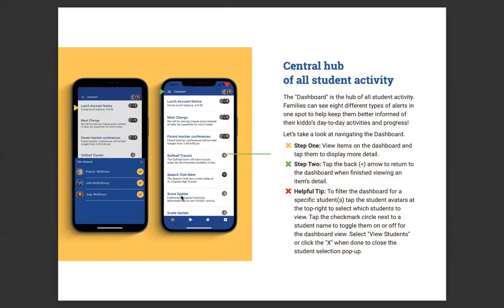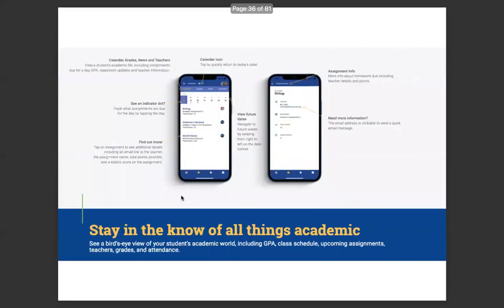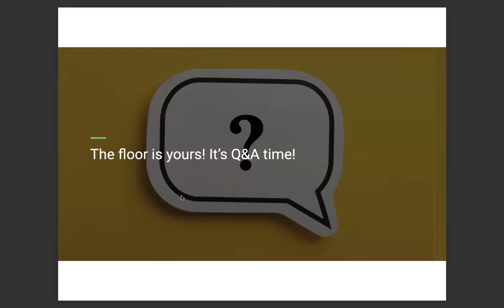So families again, they're on the go. They want to keep up to date on what's going on. This is going to tell them what's going on. All right. Doesn't look like there are any questions. So let's keep on going. I got ahead of myself there.